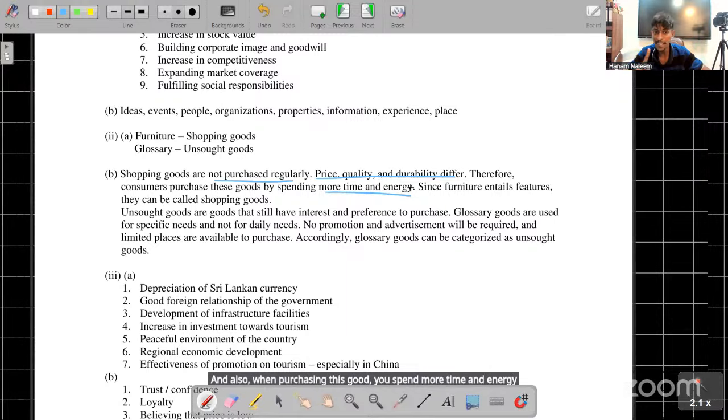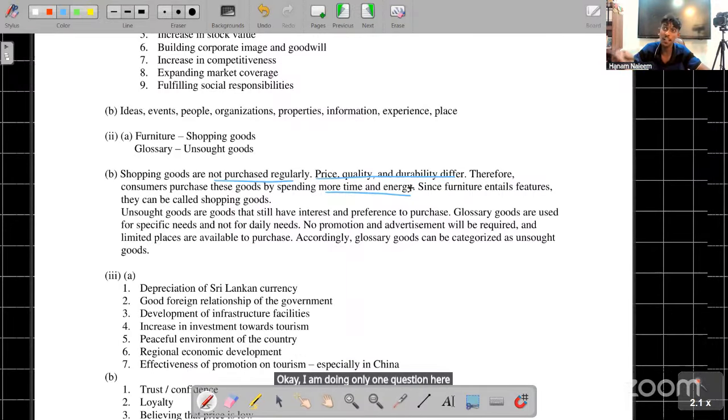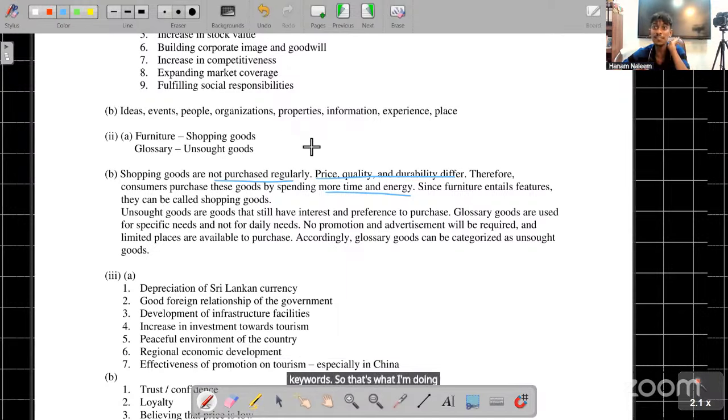Okay. Balanna, when I'm reading the explanation, I'm not reading word by word. Now, you know how your examiners mark your paper. When they see explanations, do you think they are reading the full thing word by word? I am doing only one question here. Those examiners are correcting almost thousands of papers. Do you think they'll read word by word? No. Then what will they be searching for in the explanation you have given? Usually, they would be searching for the keywords. So that's what I'm doing here. See, I'm seeing only the keywords in the definition.